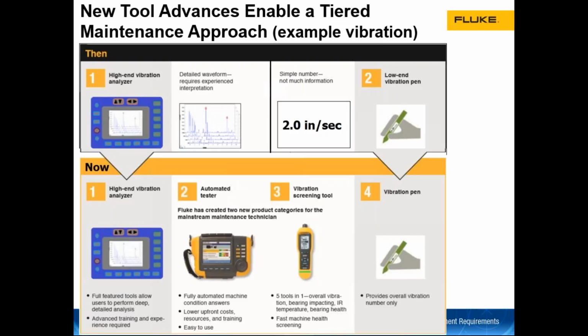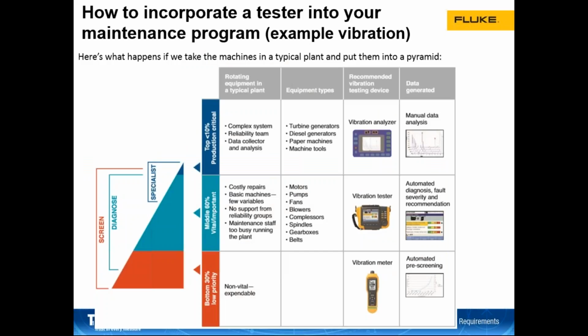So with technology, we've got some new tools that help us to be able to do a more tiered approach. We still need to have an expert's tool, and we still need to have simple tools, but we need to have something in the middle. We need to have something that allows us to screen to find out which machines are good or bad, and we need to have some doctors, like the vibration tester, that allows us to get answers without having to have an expert. So let's take a look at this.